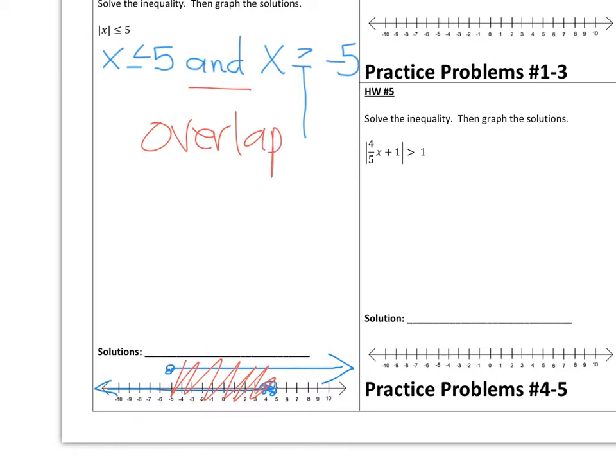And remember, to write that overlap, we put x in the middle, just like it's in the middle of these two numbers. We put our small number on the left, our large number on the right, and then we use our less than symbols between. So the solutions are x is less than or equal to 5 and greater than or equal to negative 5.